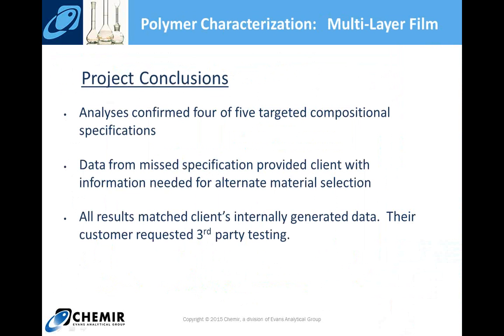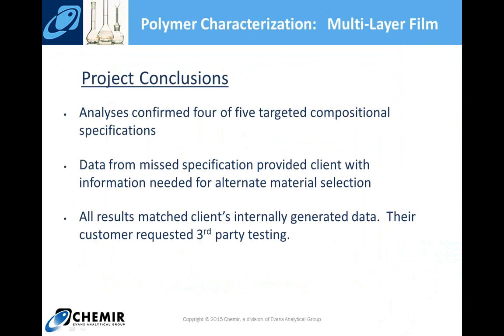And as far as the conclusions from this very detailed multi-layer polymer film analysis, we concluded, or actually helped confirm, that of the 5 targeted compositional specifications that they had for this R&D product, they had already met 4 of them. And we had analyzed multiple specimens, again, looking for compositional uniformity of the material. So 4 of their 5 targeted specifications were met.